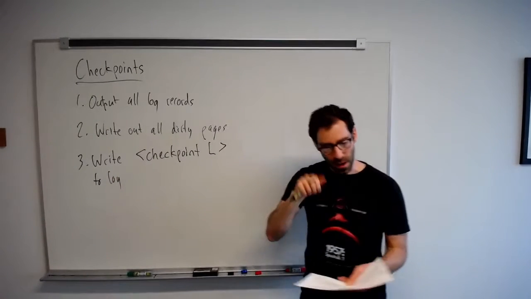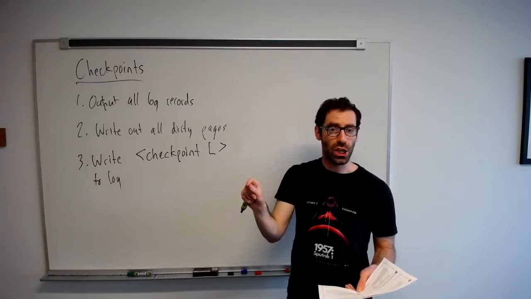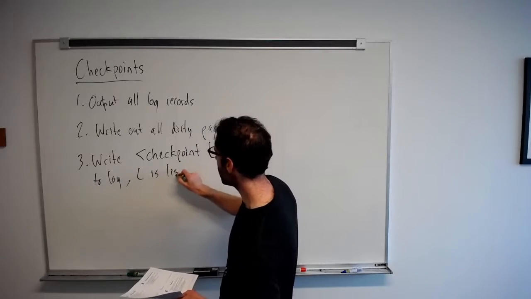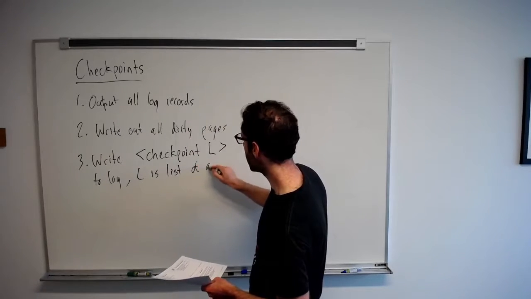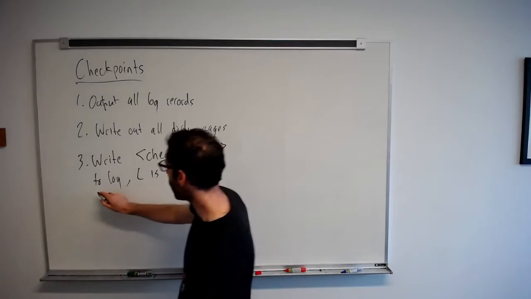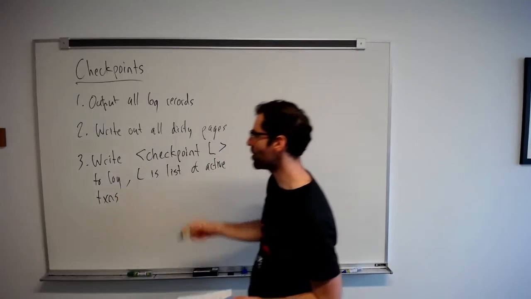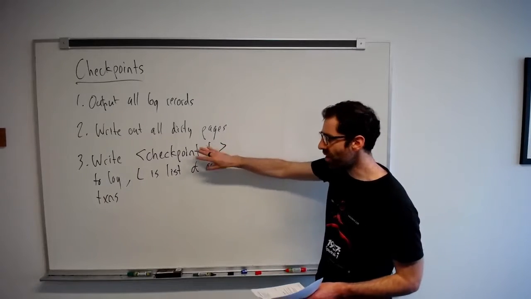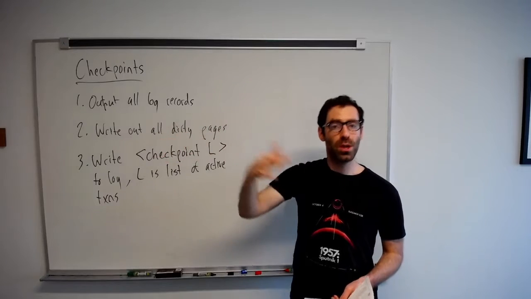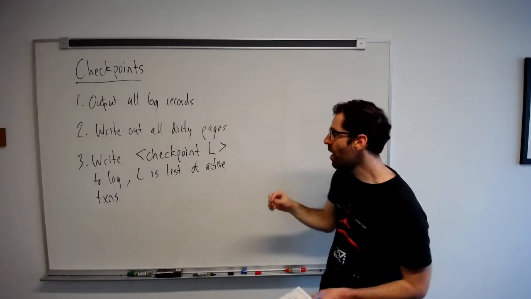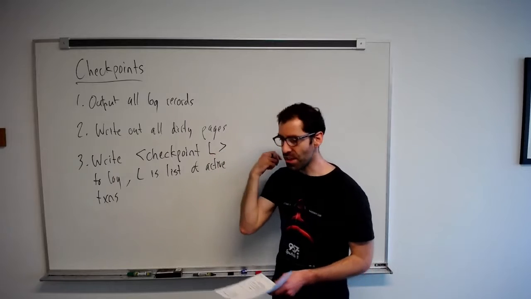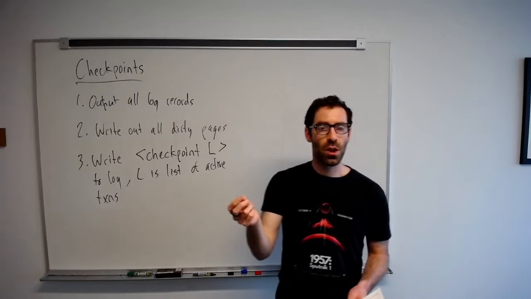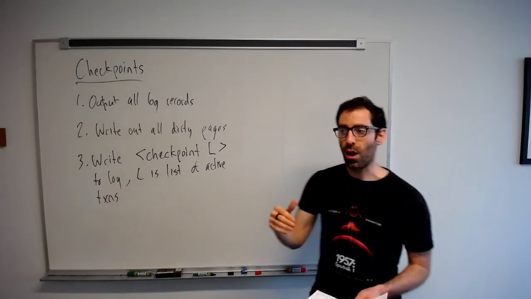And this is to indicate in the log where a checkpoint happened. And this L is a list of our active transactions at the checkpoint. So this is transactions that had started previous to this checkpoint but had not yet committed or aborted. And we're going to need this list of active transactions to know which transactions' updates we might need to redo or undo.